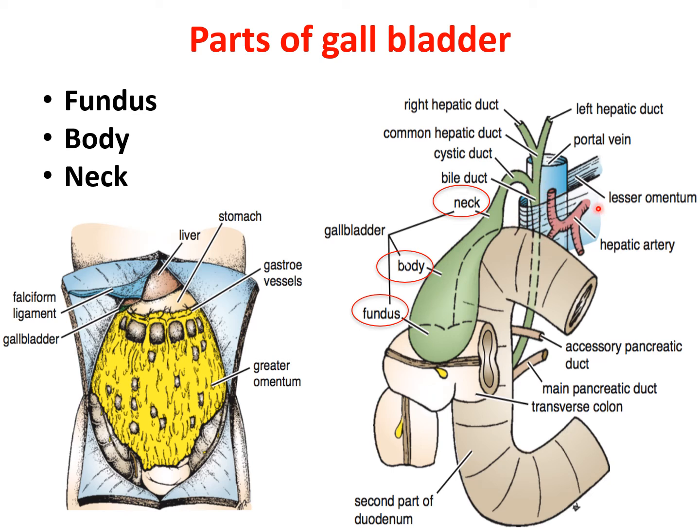So over here you can see this is the lesser omentum, and here you can see the cystic duct is joining the common hepatic duct and then forms the bile duct, which runs in the free edge of the lesser omentum.